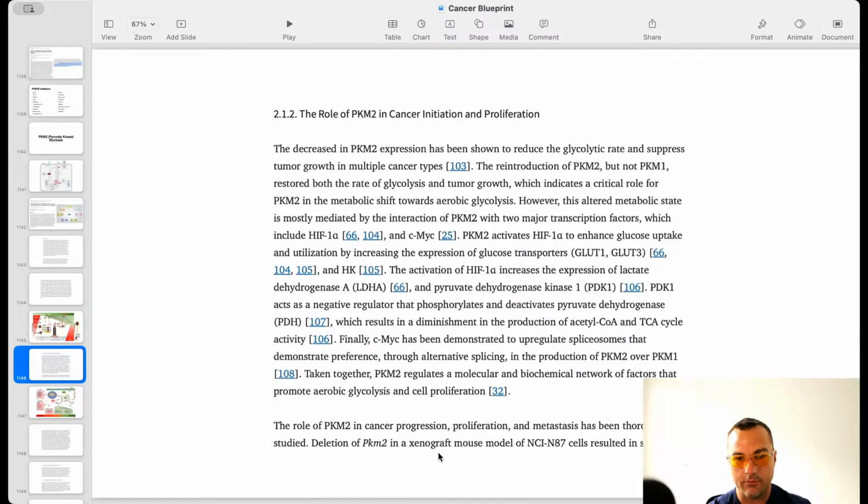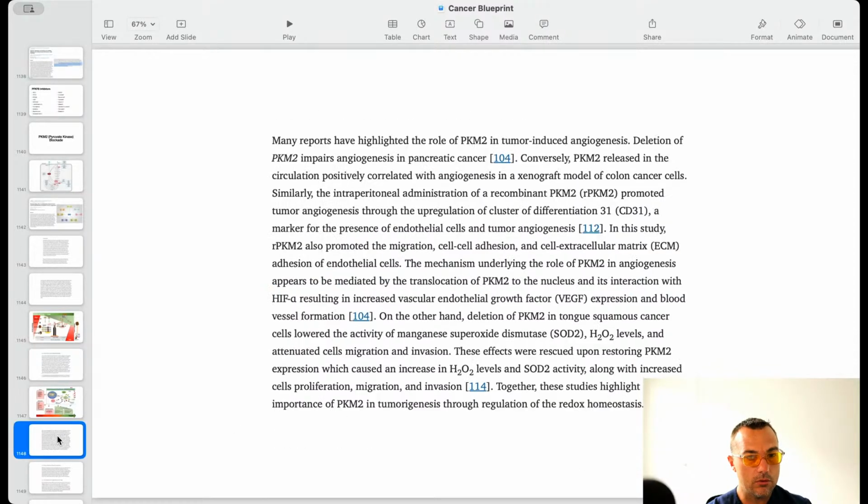Deletion of PKM2, well, I cut that part off.